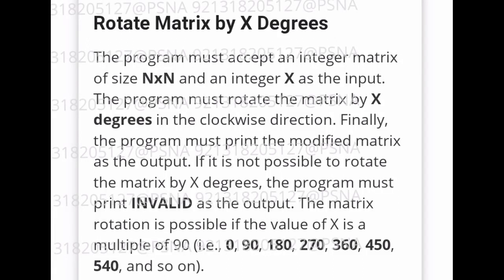This is the question asked in today's SkillRack daily challenge. First we have to accept an n cross n matrix as input and then an integer x. Our task is to rotate the n cross n matrix by x degrees whenever the value of x is divisible by 90, or else we have to print invalid as output.